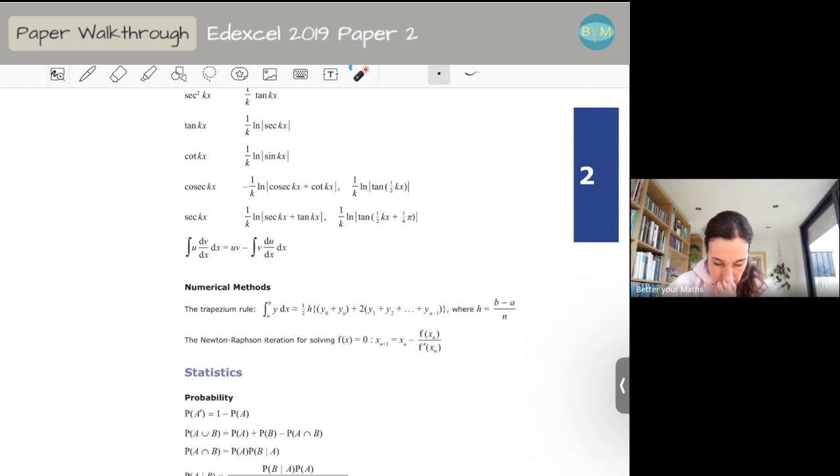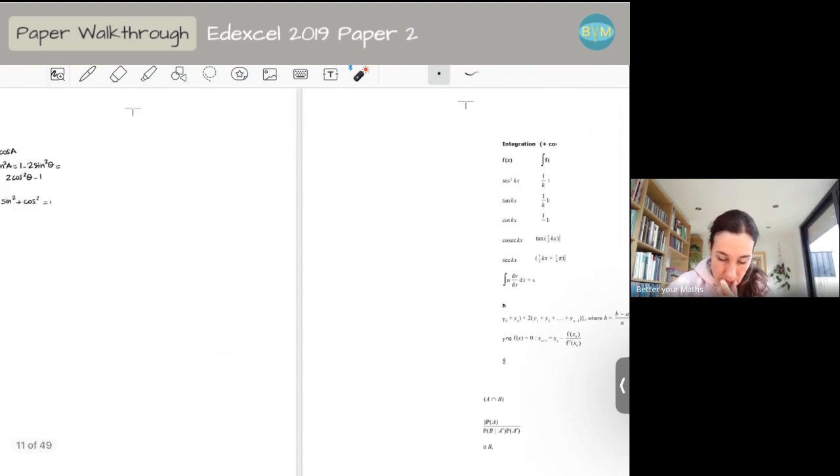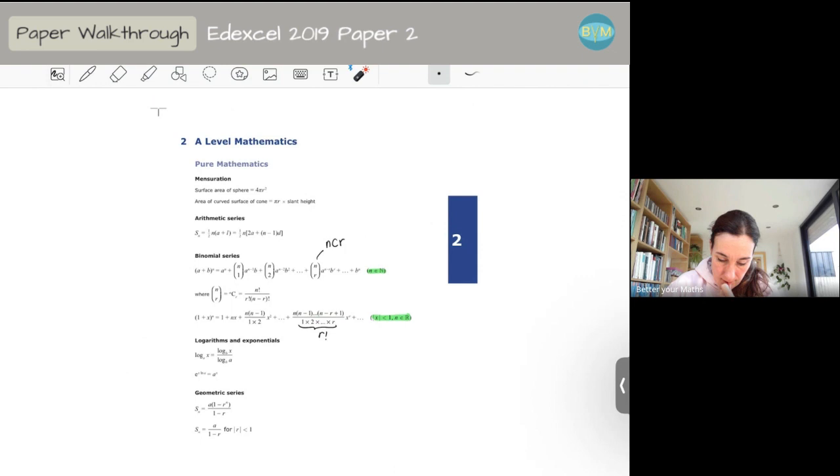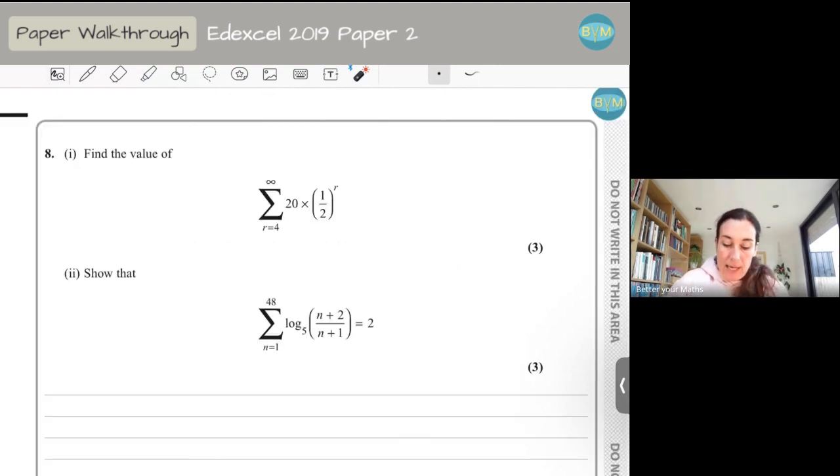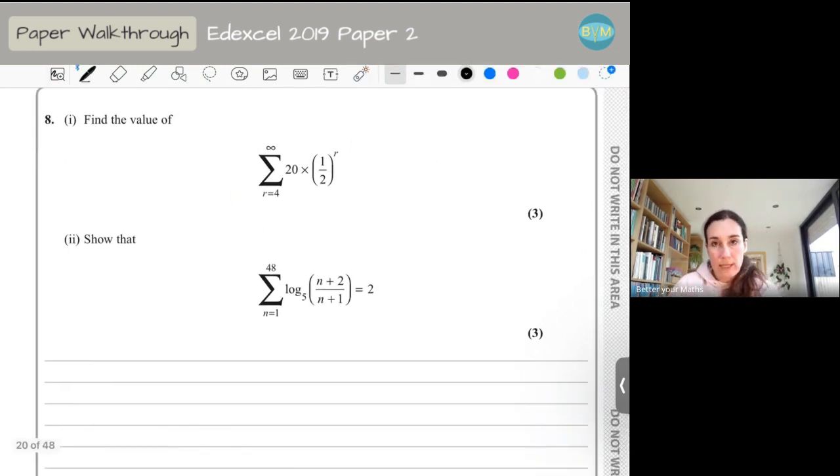I can show you. Where is it? Here. So for a geometric series, the sum of infinite values is a divided by 1 minus r. This is going to help you think about what you are adding. When r is 4, it's going to be your first term. The first term, usually we call it a, is going to be when r is 4.